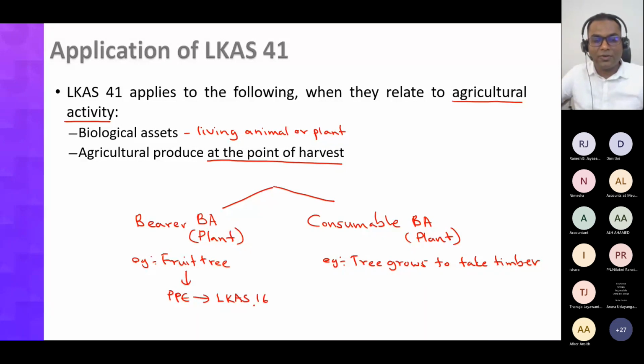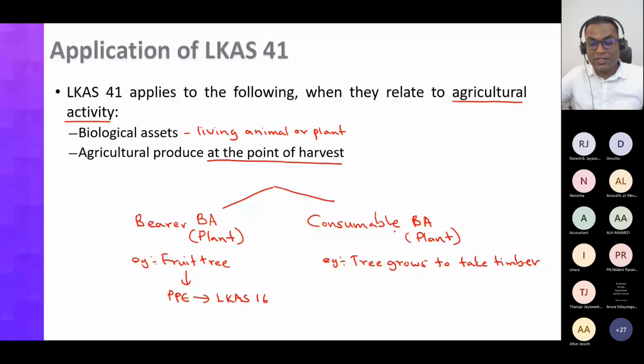Either you need to apply the cost model or the revaluation model. But unharvested fruit, unharvested mango on the mango tree, is considered as a biological asset. It's an agricultural produce of a biological asset. So the tree is accounted under LKS 16, but the unharvested mango is accounted under LKS 41.